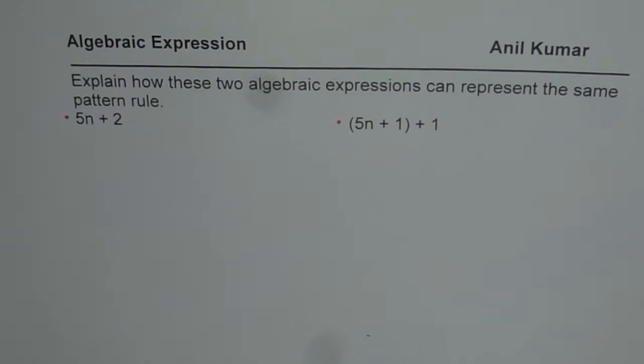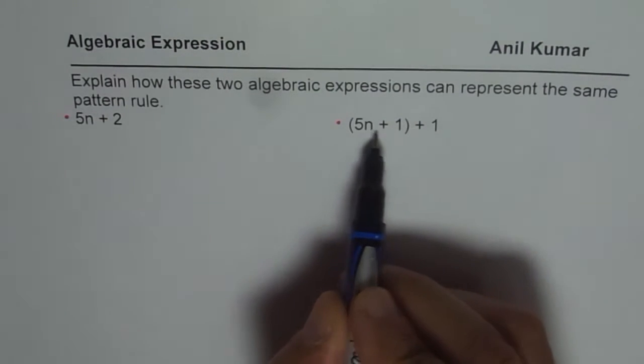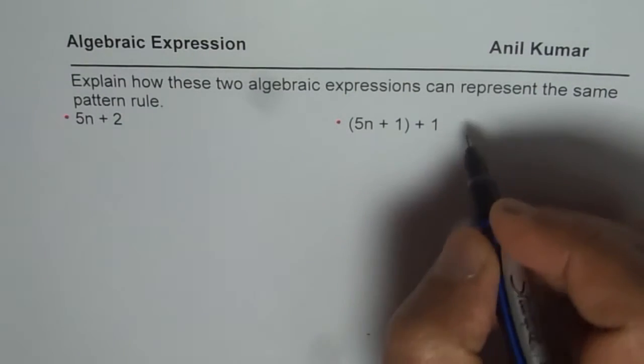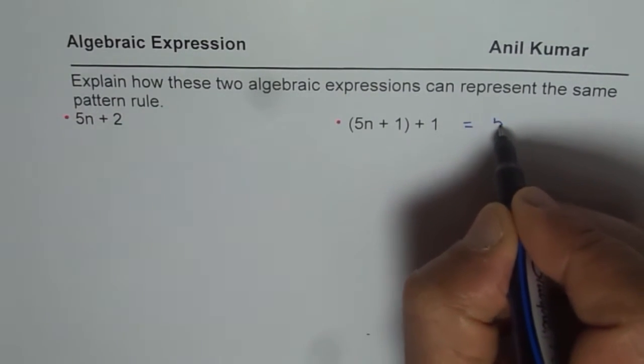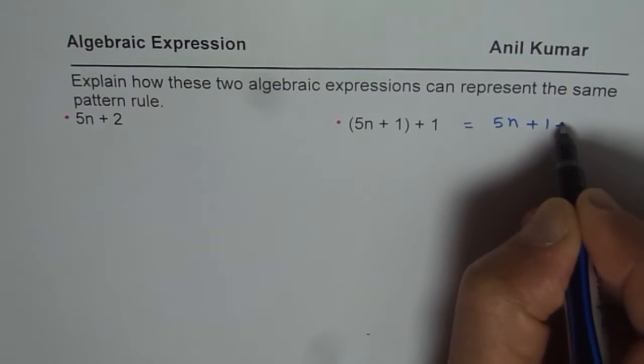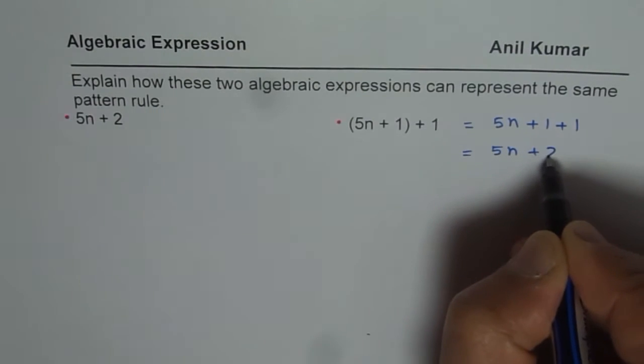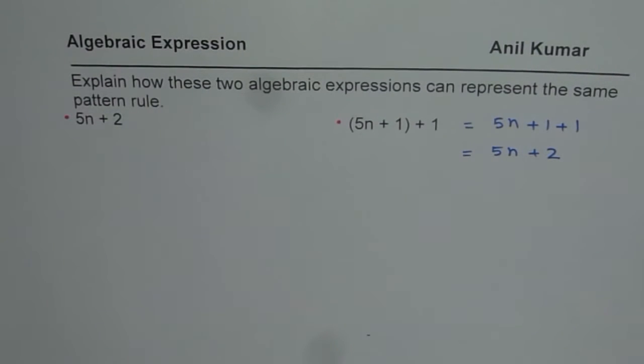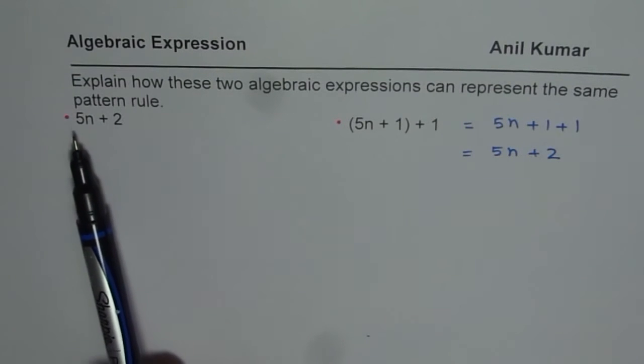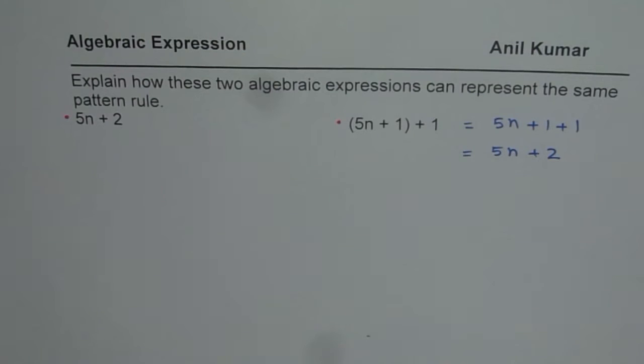One way to explain this is that we can open this bracket and simplify. So what we really get is 5n + 1 + 1, and that is indeed equal to 5n + 2. So if in a pattern we are talking about the number of blocks or number of items, then it is going to be 5n + 2, which is going to be exactly the same, right? So you get an idea of what we are talking about. We are talking about probably two exactly similar patterns.